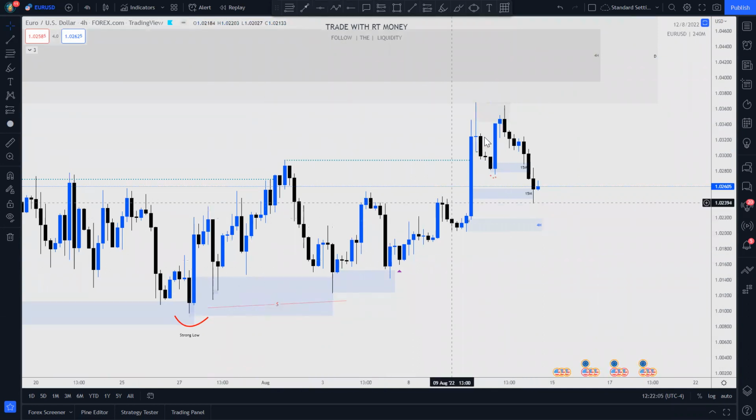The 4-hour is bullish, but it has already signified that it is turning bearish with this significant break of structure here. This is an internal break of a low, internal structure. But once price breaks this low here, this would confirm that we have turned bearish for sure.